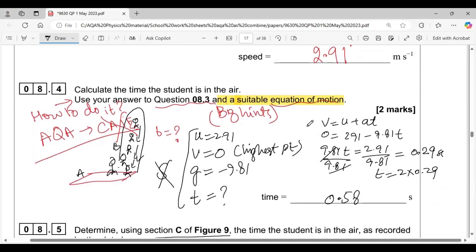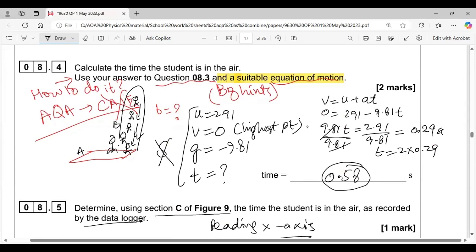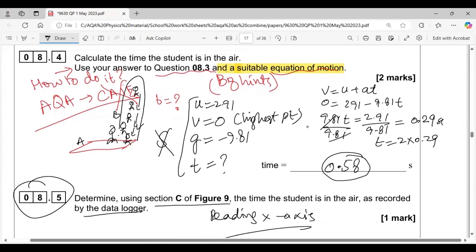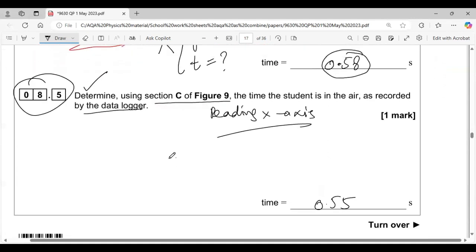So yeah, look, 8.4 is calculate the time the student is in air, and then he was in air for 0.58, and then 8.5 is the time the student is in air. Well, it's the same thing, but both are different methods. One, you are just reading from the graph, and this one you are calculating from 8.3 as well, using the suitable quantity. And one time is 0.58 and the other time is 0.55. So, well, the percentage uncertainty depends on which one.